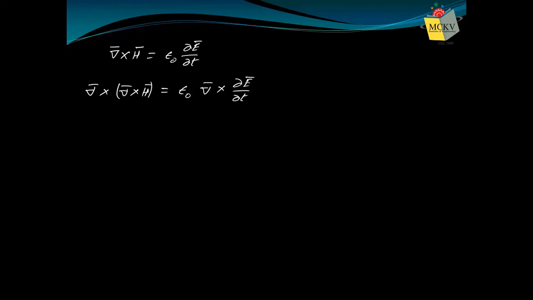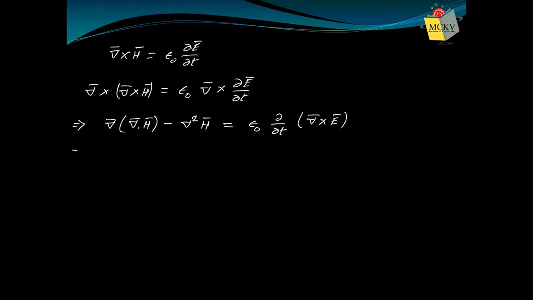Then simplify it. Using the back tap rule, A cross B cross C equals B, A dot C, minus C, A dot B, where C is H. So again I will write A dot B before C, because del 2 is an operator, we cannot write del 2 after H. This equals epsilon naught. Again, since we want to decouple E and H, we'll interchange the space and time operator.